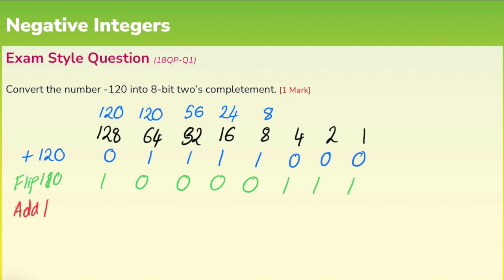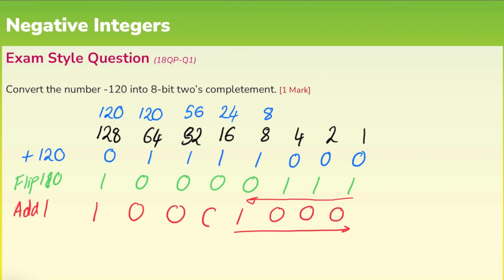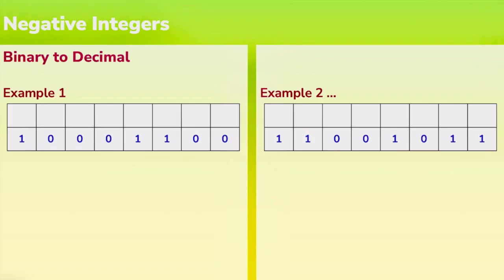So we're going along, starting at 1, going along, and we're looking for the first bit that is a 0. We turn that into a 1, and then any bits to the right become a 0. And then we drop the rest of it down. So minus 120 in 8-bit 2's complement is 10001000.